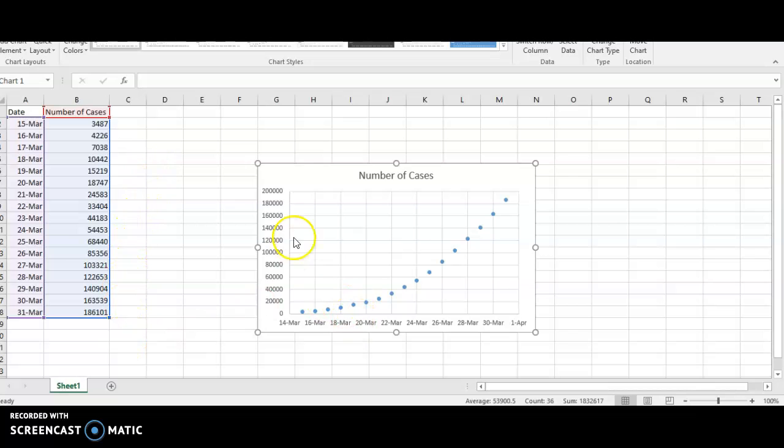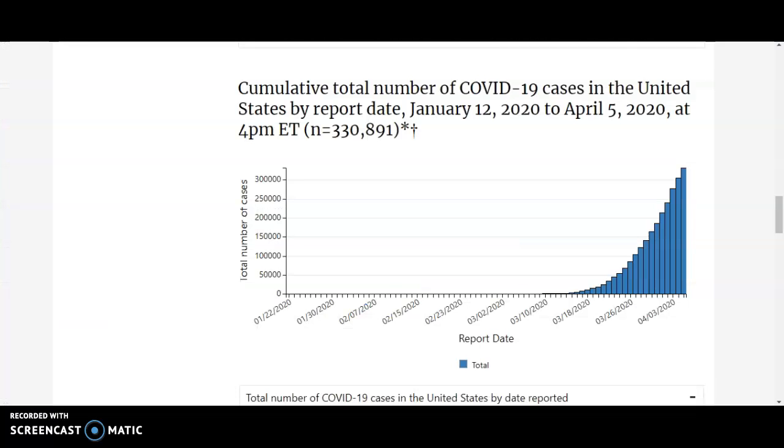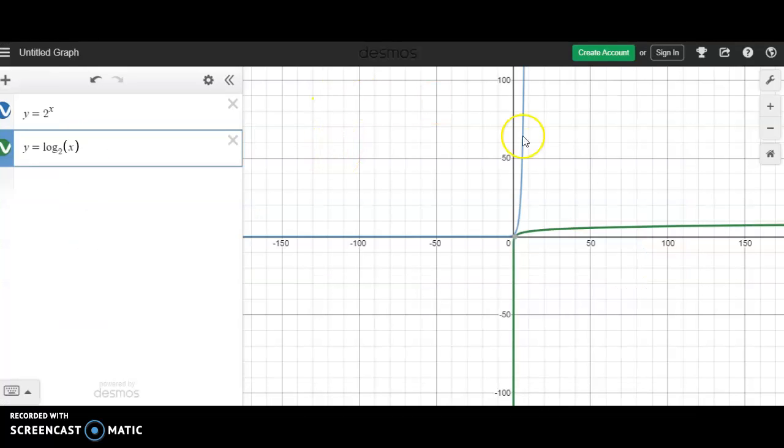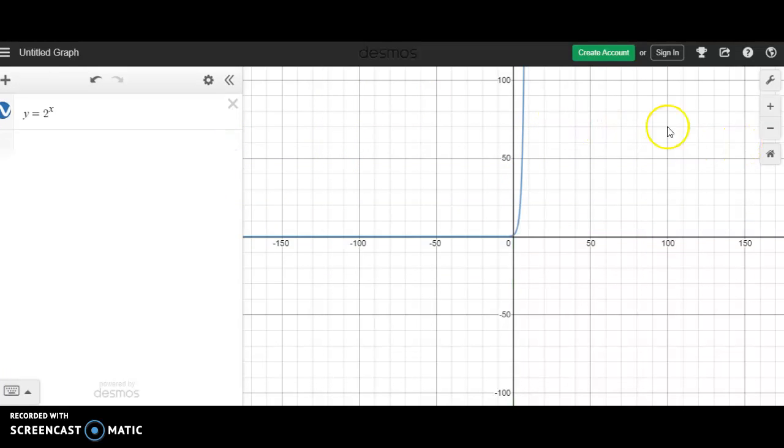So what I did then was plot it over here on my graph. And you can see that you kind of have this curve here that's going up. Think back to our Desmos thing over here. I'm going to erase the green one.